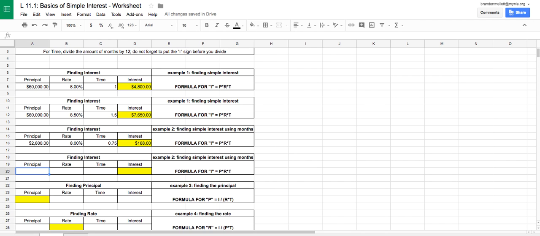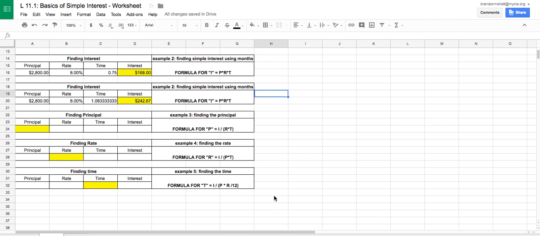Let's look at the other example for example 2. Same amount, same interest, but this time they have 13 months. So what we're doing for this is we go equals 13 divided by 12, enter. And the interest would be $242.67.